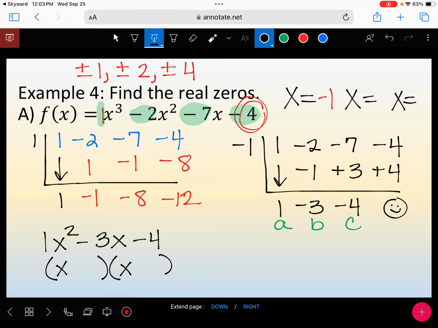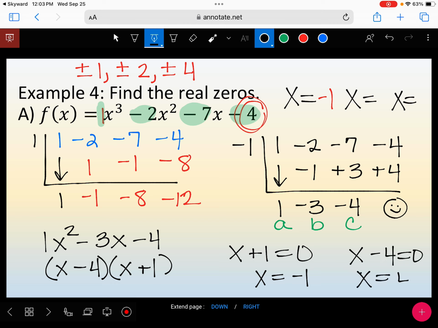So what would be your 2 numbers that multiply to be -4 and add to -3? -4 and +1. So when I solve both of these, I get another -1 and I get a +4. So -1 is what we call a double root. It's going to bounce at -1 because we got that number twice. But it's going to go through at 4 because 4 has a multiplicity of 1. And we found all 3 solutions.